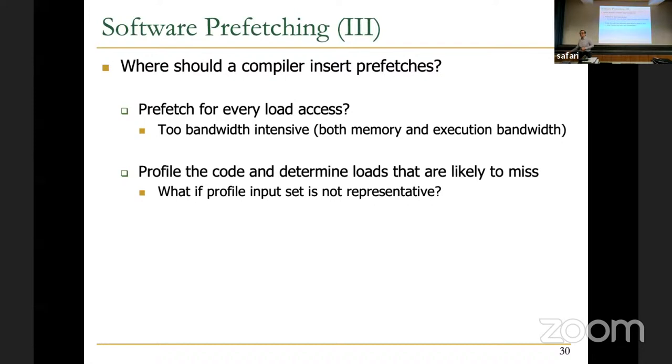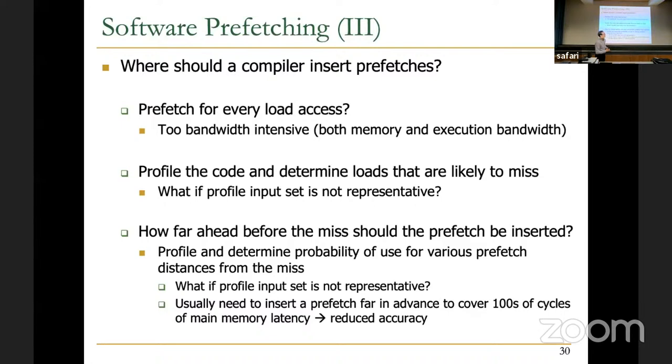And then when the program actually runs in the field, it may have a completely different input set, right? And then different loads may start missing. So you optimize the code for something that's not realistic or representative. And this is always a problem with compiler-based, profile-based optimizations, right? And we already discussed this, basically.